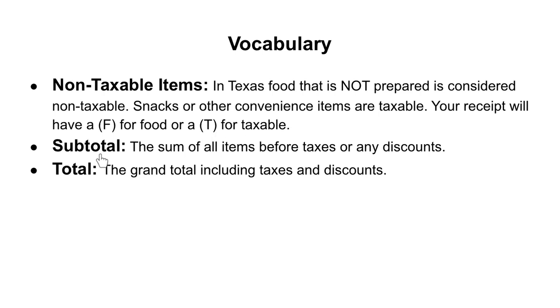The word subtotal, that means it is the sum, so it's when I add up all of the items I'm going to buy before taxes or any discounts. Total, then, that is the grand total, including taxes and discounts. So total is going to be what I pay for the money. Subtotal is the amount before taxes or discounts are applied to what I'm purchasing.